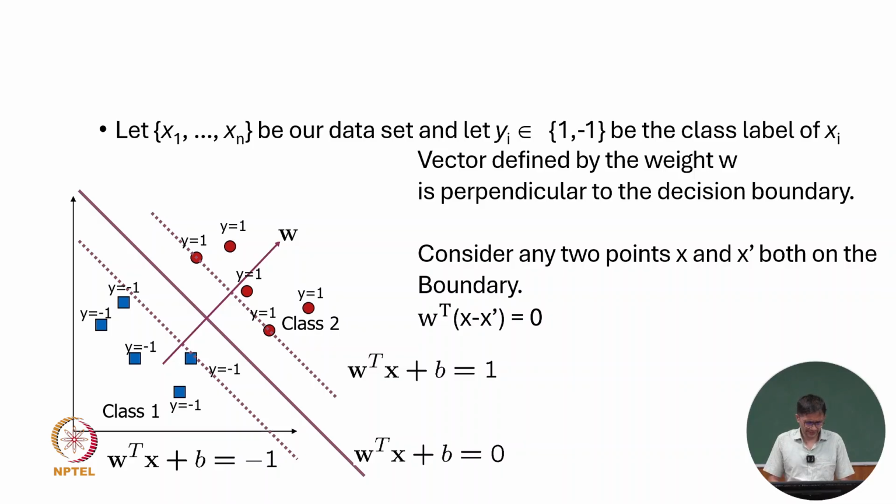And we have seen this boundary satisfies the equation wtx plus b is equal to 0, which means both of these points x and x dash will satisfy this equation equal to 0. Then you can just equate and cancel b, and you get Wt(x minus x dash) is equal to 0. So this directly leads us to the conclusion that the vector defined by the weight W is perpendicular to the decision boundary.